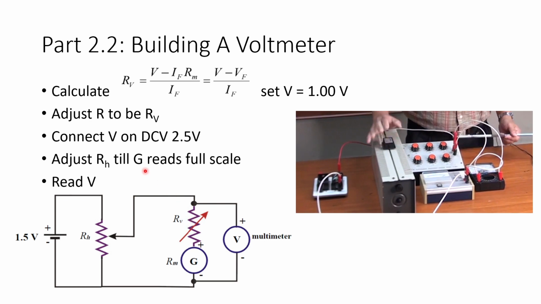And then connect the voltmeter and set it to 2.5 V. Adjust RH until the galvanometer reads full scale, and then read whatever voltage is showing on the multimeter. You're supposed to get something close to 1. If you can do this, then you have successfully changed the voltage threshold of the galvanometer from millivolts to 1 volt.